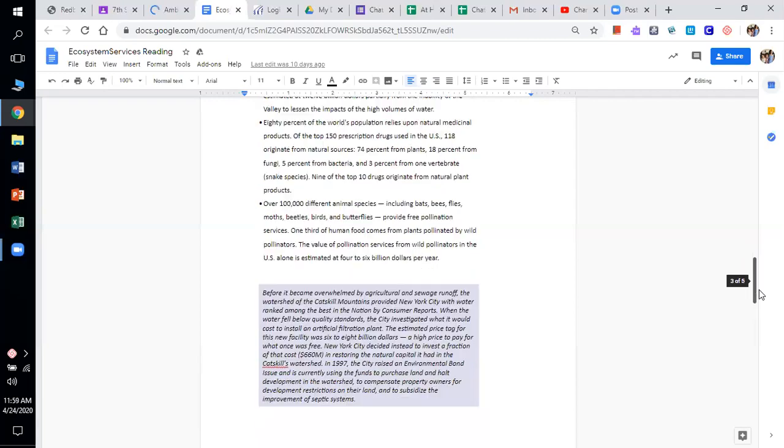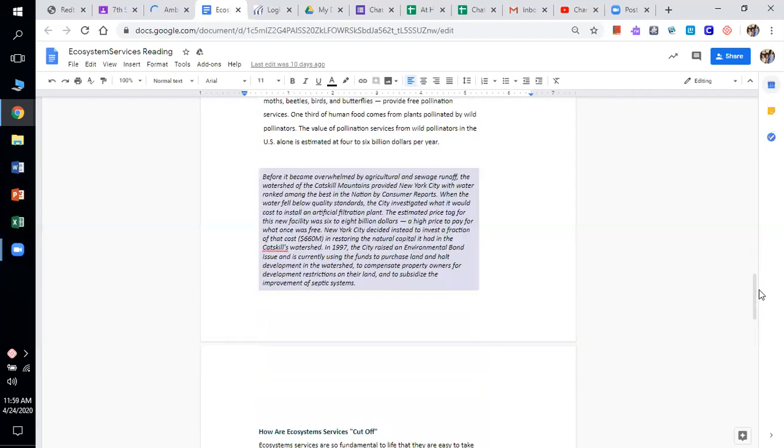So before it became overwhelmed by agriculture and sewage runoff, the watershed at Catskill Mountains provided New York City with water ranked among the best in the nation by Consumer Reports. When the water fell below quality standards, the city investigated what it would cost to install an artificial filtration plant. The estimated price tag for this new facility was $6 to $8 billion, a high price to pay for what was once free. New York City decided instead to invest a fraction of that cost, $660 million, in restoring the natural capital it had in Catskill's watershed.